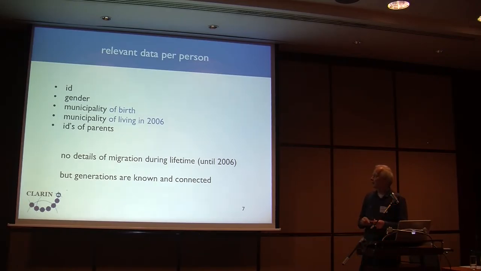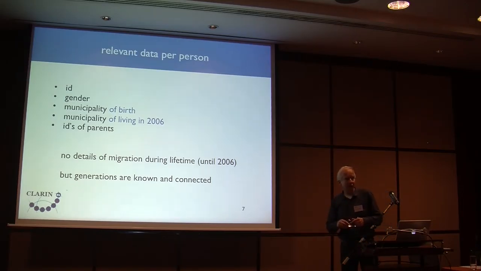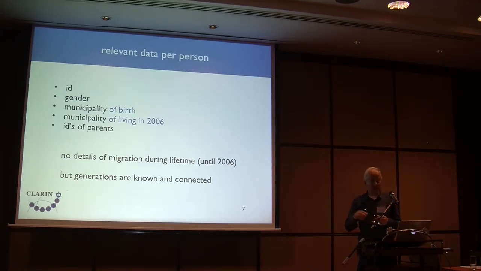But, okay, there's an ID. I got gender, the municipality of birth, and the municipality of living in 2006 when we did the selection. And I got the IDs of the parents. Well, I said I want to know, for the onomastics part, the names of the grandparents because probably the grandchildren are named after them, and well, that process will have changed over the last century. So I'm interested in this.